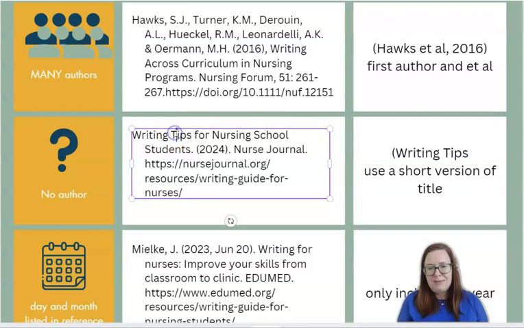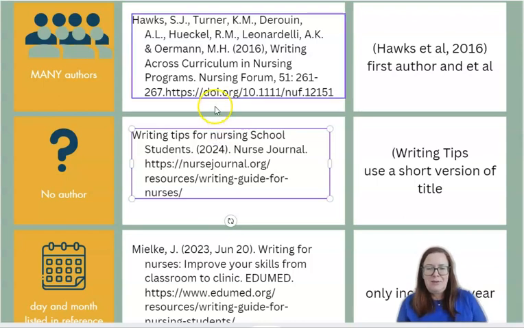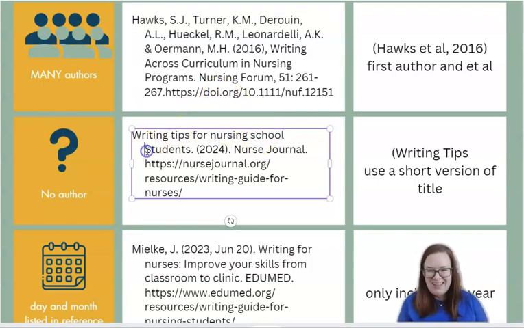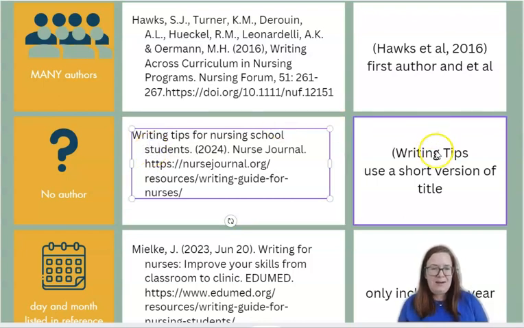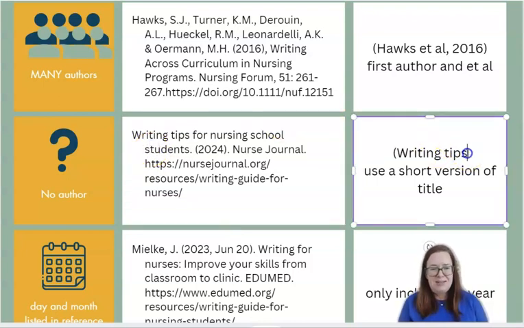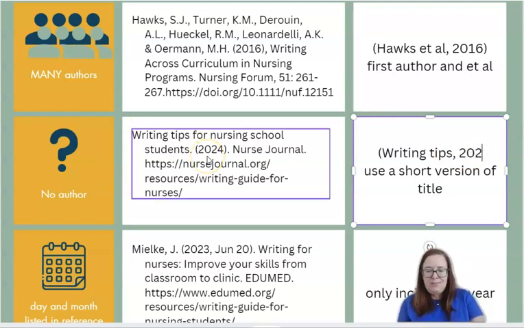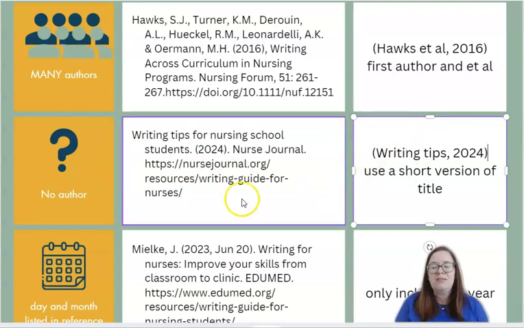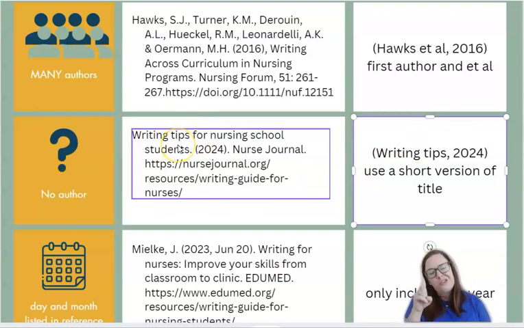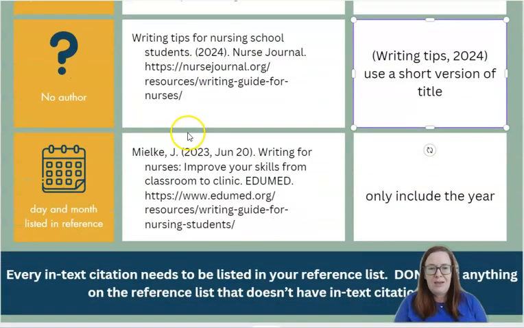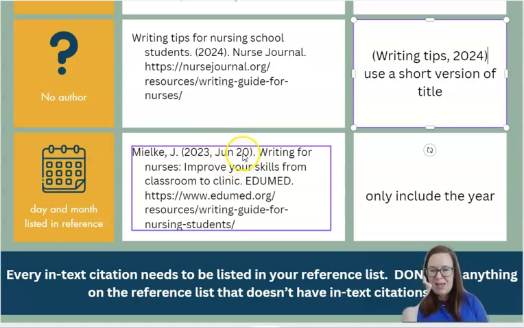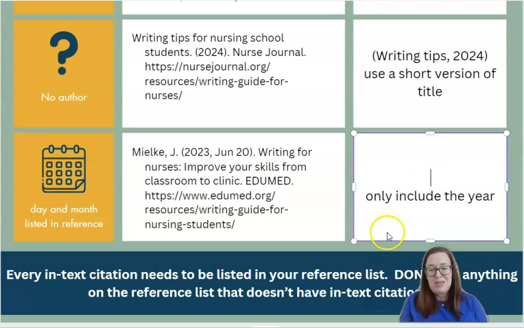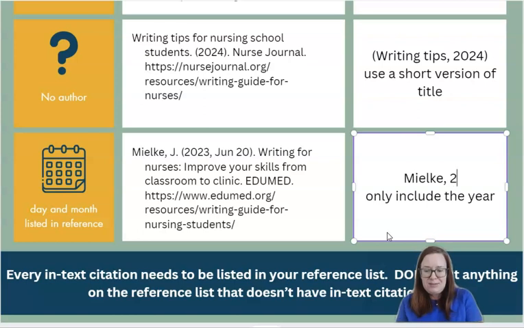Do you know what I realized? I realized I didn't put this in sentence case, and I should. Thank you for helping me catch that. So picky. All right, so we're going to write it in sentence case. Writing tips, and then 2024. Okay, so a short version of whatever this title is. First 2 or 3 words usually. And then what if in my reference list I had a date, a specific day and month? Well, you still just include the year when you are writing it in your in-text citation.